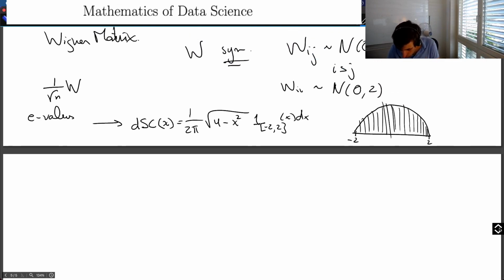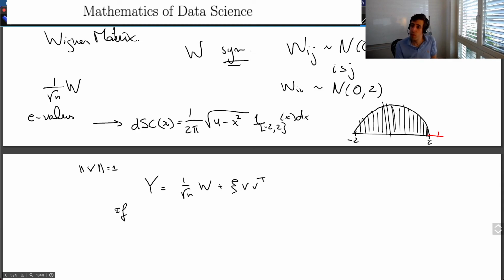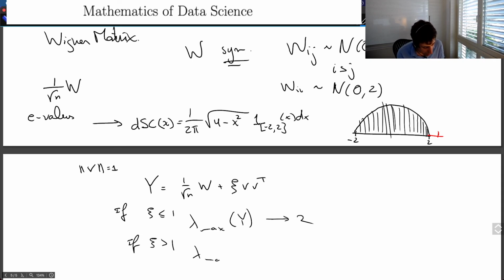Again, you can ask all sorts of the same questions. You can take v, a vector of norm 1, and the natural thing to ask is to take the matrix Y equals 1 over root n W plus some xi times v v transpose, and ask for which values of xi you see something popping out of the support. This is well understood, and you can do it with very similar techniques. Even though the largest eigenvalue is at 2, the BBP transition here happens when xi is 1. When xi is smaller than or equal to 1, nothing happens: lambda max of Y goes to 2 as n goes to infinity. If xi is bigger than 1, then lambda max goes to xi plus 1 over xi.